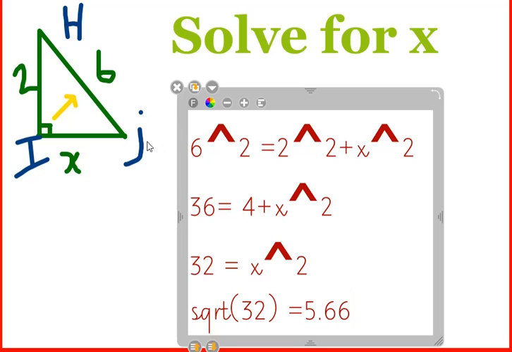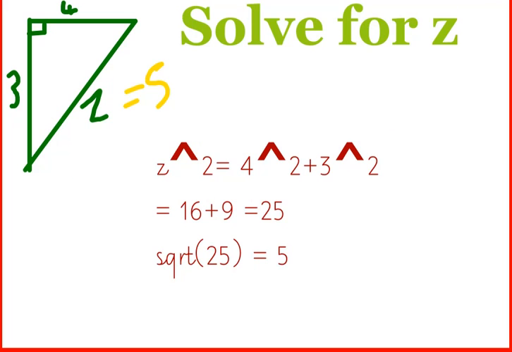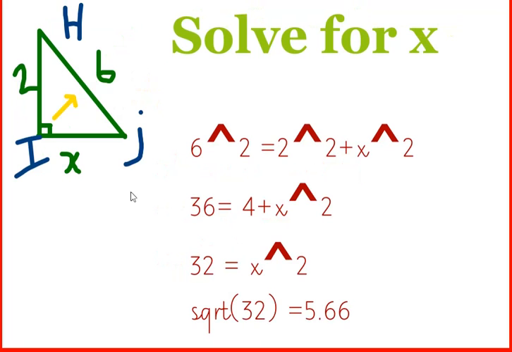So our answer is 5,66. So this answer will be 5,66. And can you see from the previous example, the hypotenuse was larger. So the hypotenuse was bigger. And in this case, the hypotenuse is still bigger because our x is 5,66 and our hypotenuse is 6.